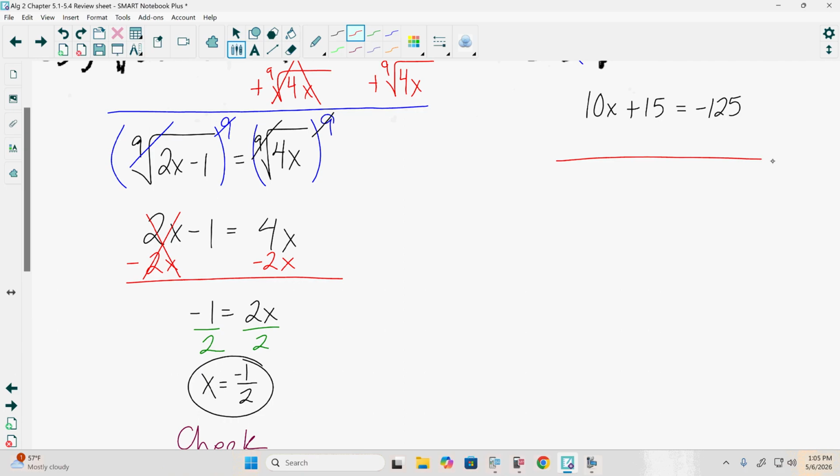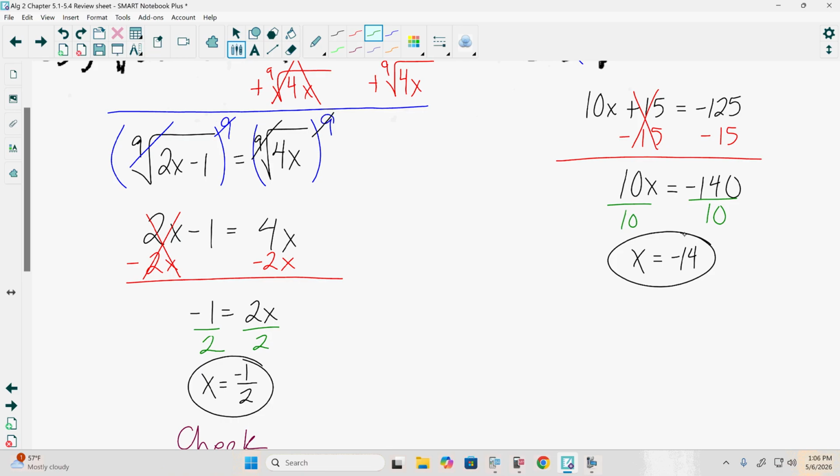Since we don't have an x squared term, we need to get x by itself. First thing we're going to do is subtract 15 from both sides. 15 minus 15 is 0, leaving us with 10x is equal to negative 140. Lastly, we're going to divide both sides by 10, telling us x is equal to negative 14.